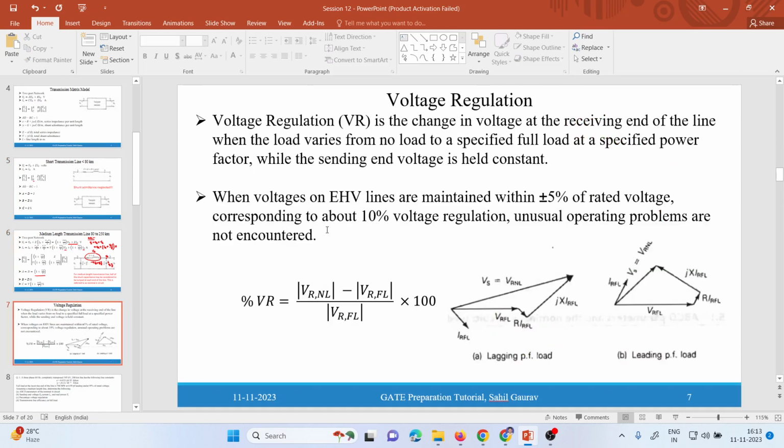Now coming to this voltage regulation. Voltage regulation is the change in voltage at the receiving end of the line when load varies from no load to a specified full load at a specified power factor, when the sending end voltage is held constant.